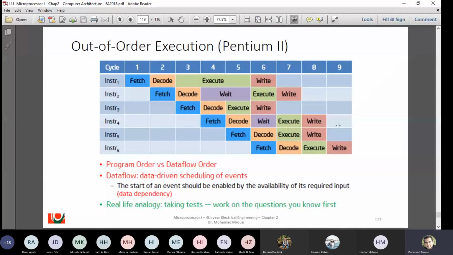So also the Pentium 2. Here we have program order versus data flow order. Data flow refers to the access to memory, to the program memory and to the data memory. Sometimes some instructions need more cycles to execute. For example, instruction 1 takes 3 cycles to execute. So if I have a dependency, instruction 2, which depends on instruction 1, must wait in this case before executing. Instruction 3, for example, is independent; it can directly start executing. So the start of an event should be enabled by the availability of its required inputs. Here we have a data dependency. Okay.